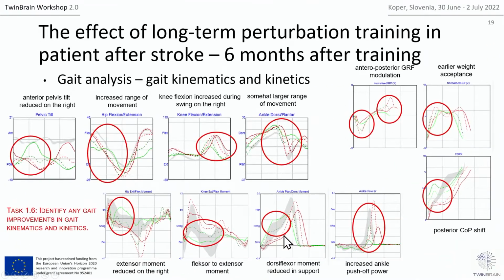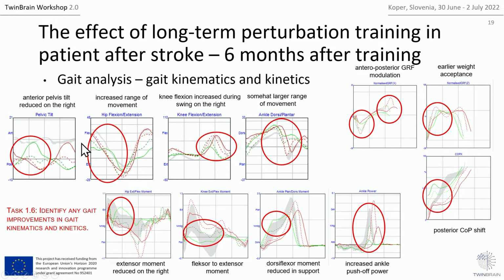The plantar flexor moment during the loading response has somewhat decreased, which indicates that the center of pressure has shifted after the initial contact slightly more to the posterior direction. We have improvements in the push-off power in the ankle joint. One of the most important improvements is probably that in the knee joint we now have the knee extensor moment instead of the knee flexor moment, and also the range of the movement in the swing phase increased on the right side.